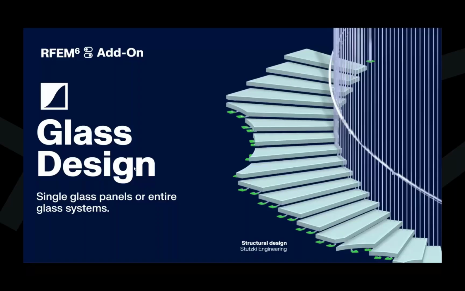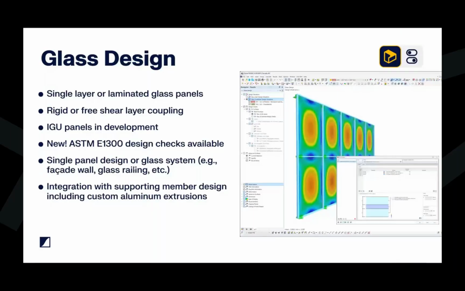So the next very niche add-on is glass design. And I place this after aluminum because these tend to go hand in hand, where we can use this glass design add-on to design single glass panels or entire glass systems. So as you see here, there are glass stairs, again, being able to model and design everything from a single panel to these more large structures.